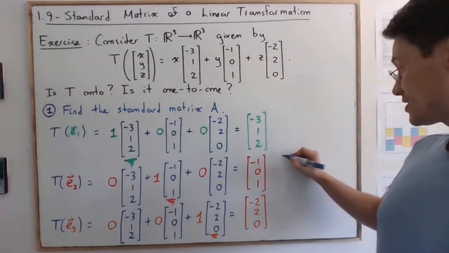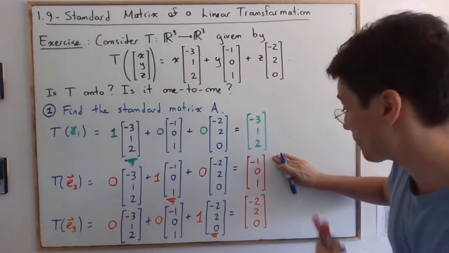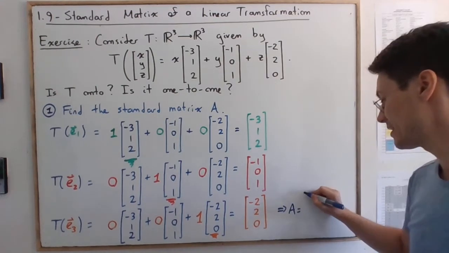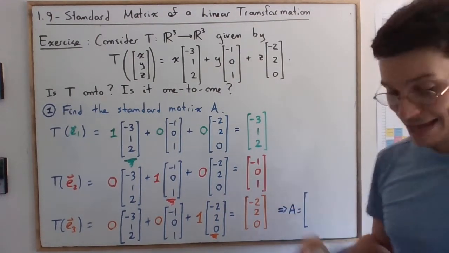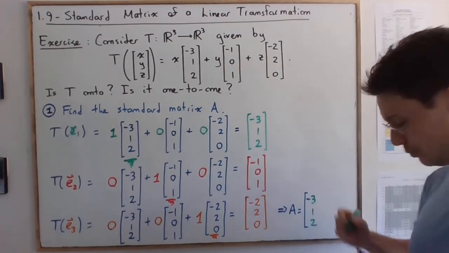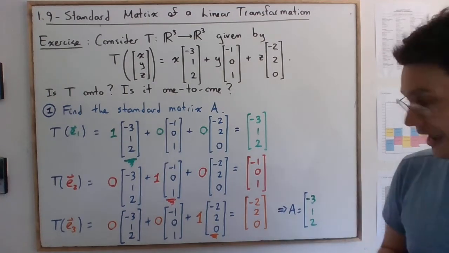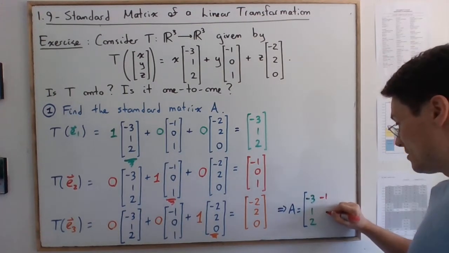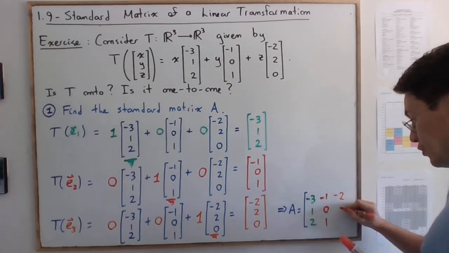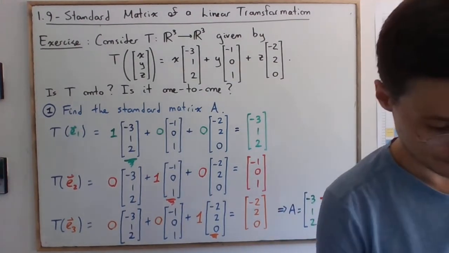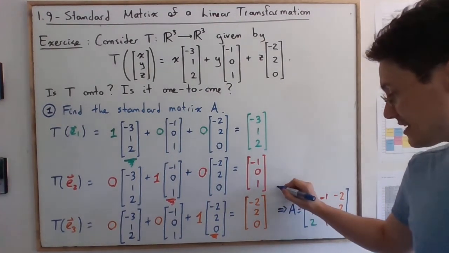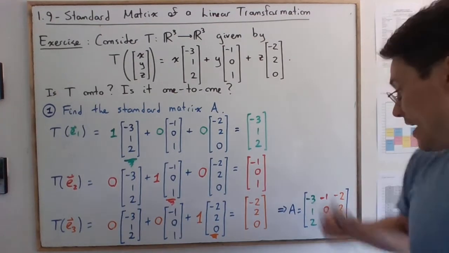Okay, and as such, the standard matrix of the transformation, and I'm gonna write it at the bottom actually, is given by these three columns. So negative 3, 1, 2. Okay, then you have negative 1, 0, 1. And finally, negative 2, 2, 0. Okay, I'm going to put this in a box and erase all the rest.